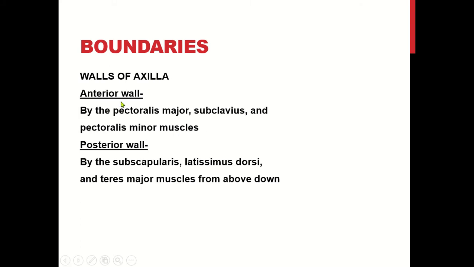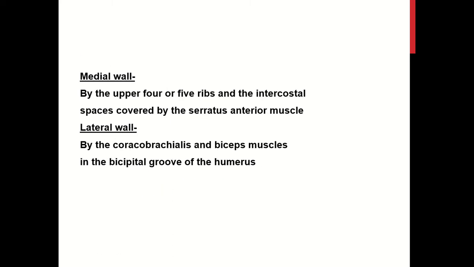So walls of axilla, the anterior wall of axilla is formed by pectoralis major muscle, subclavius and pectoralis minor muscles. The posterior wall is formed by the subscapularis, latissimus dorsi and teres major muscle from above down. The medial wall is formed by upper 4 or 5 ribs and the intercostal spaces which are covered by serratus anterior muscle. The lateral wall is formed by the coracobrachialis and biceps muscles in the bicipital groove of the humerus.